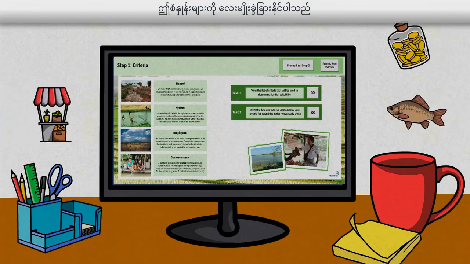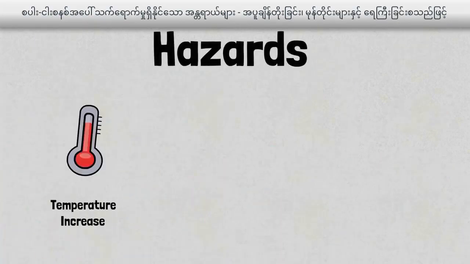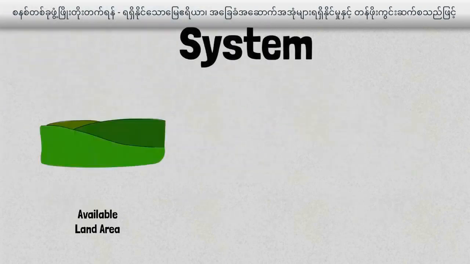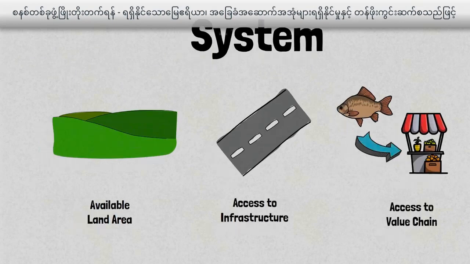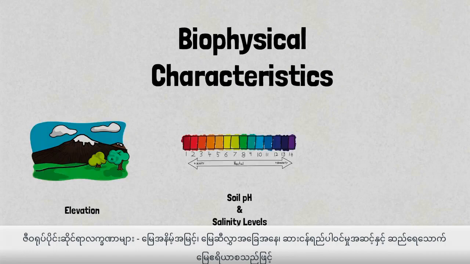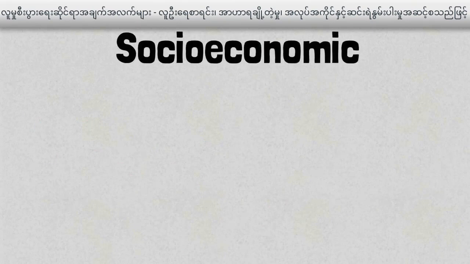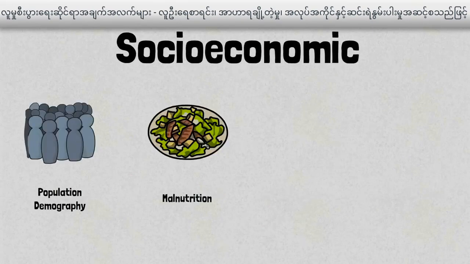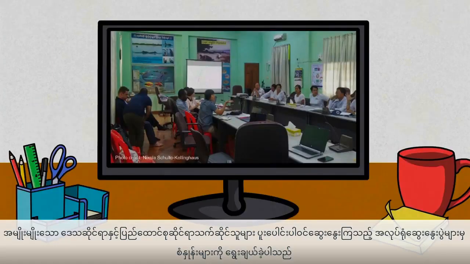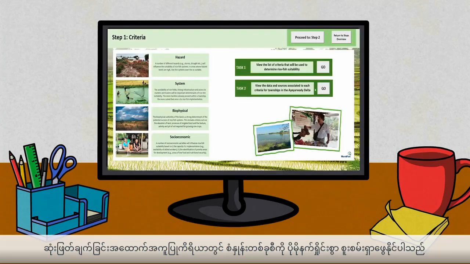This can be broken down into 4 categories: hazards that may impact the system, including temperature increase, storms and flooding; system development, including available land area, access to infrastructure and the value chain; biophysical characteristics, including elevation, soil and salinity levels and irrigated land area; and socio-economic factors such as population demography, malnutrition, employment and poverty levels. The criteria were selected during participatory workshops comprising a variety of local and national stakeholders.